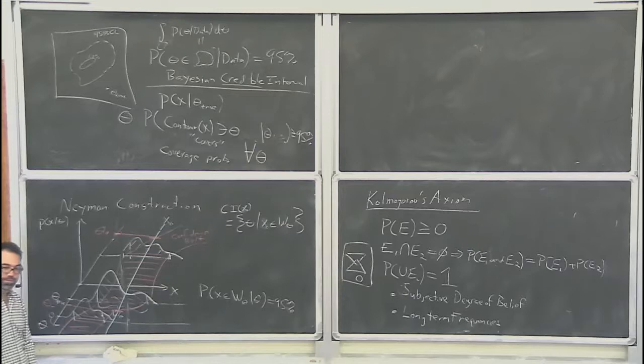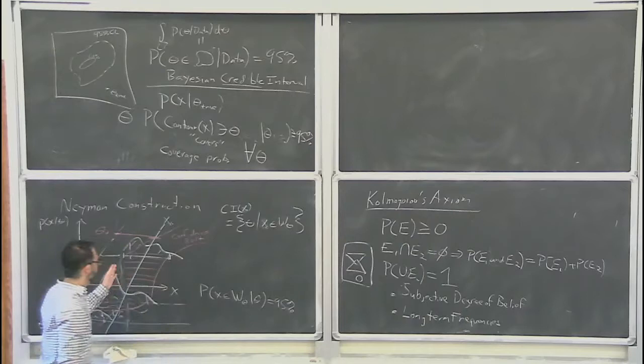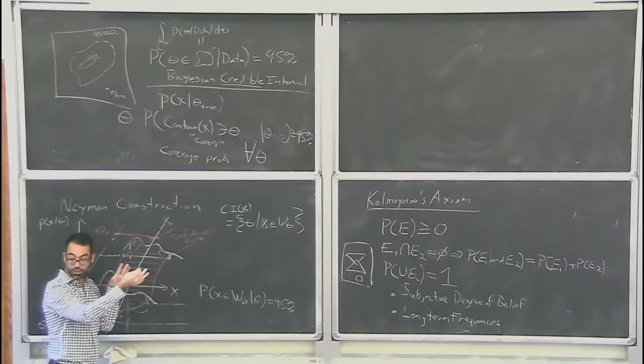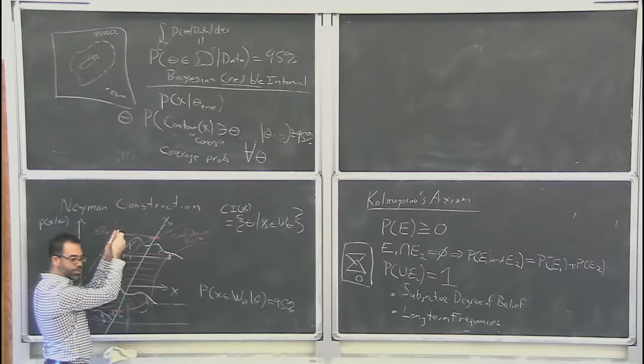Okay, is that fine? So one thing that's interesting here is that when I drew this acceptance region, this W of theta, I just drew it pictorially. I just picked from here to here. But there's a whole bunch of different ways that you could do it, right? I could integrate from the left. I could integrate from the right. I could try to take contours of this thing until I get 95%.